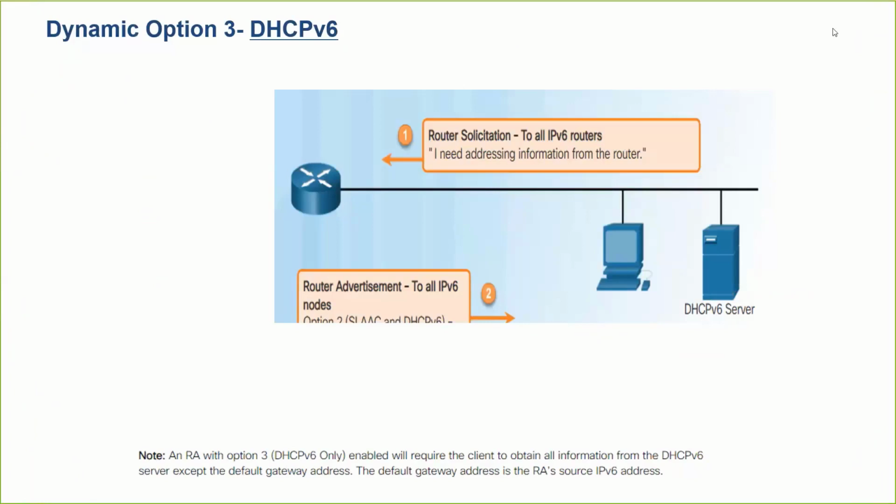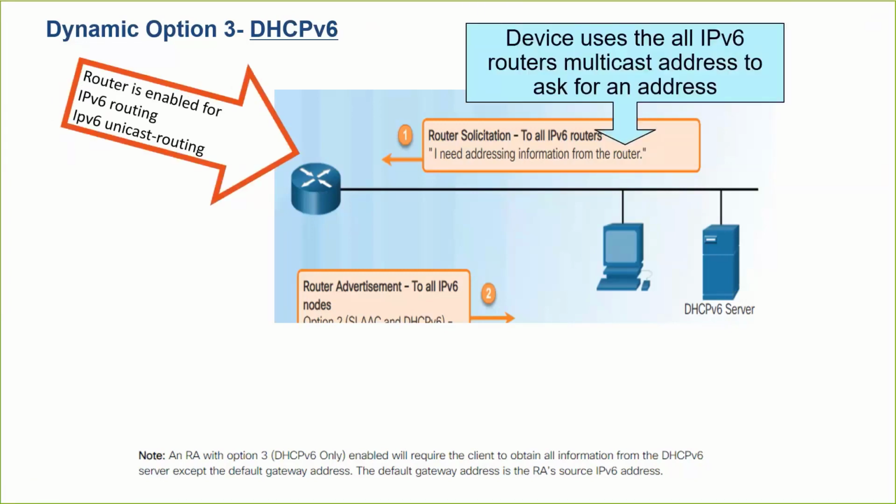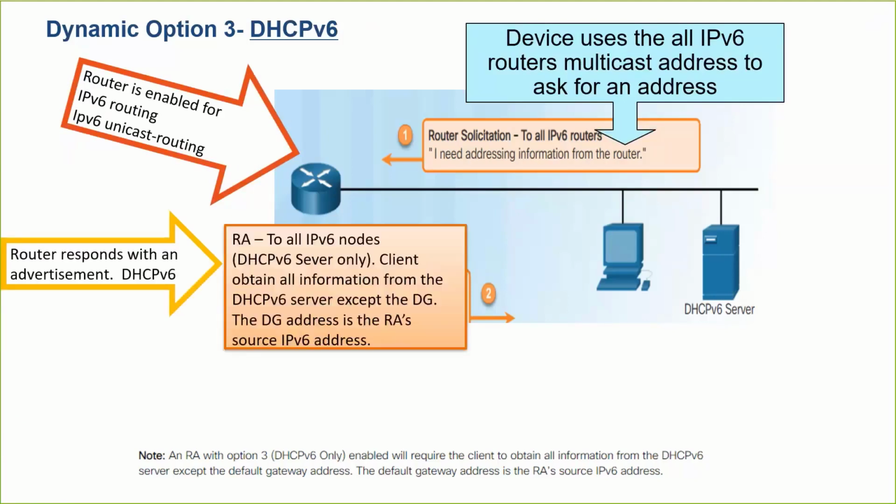So in our option 3, what do we have to do with our router? What do I need to tell my router if I'm going to be running IPv6? Yep, I want to turn on the unicast routing, right? So turn on unicast routing. Our host device does a solicitation. Now notice here, the router responds with an advertisement, and it's sending it to all IPv6 nodes, same with the other scenarios too.